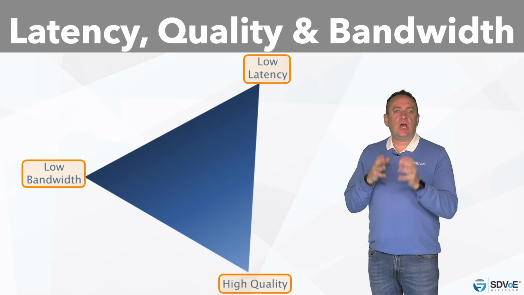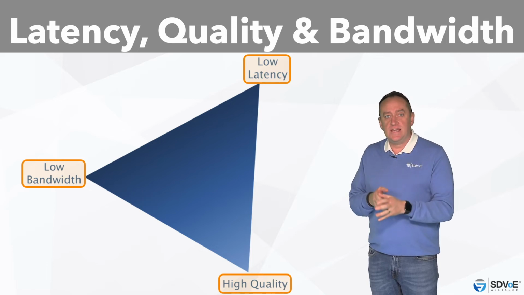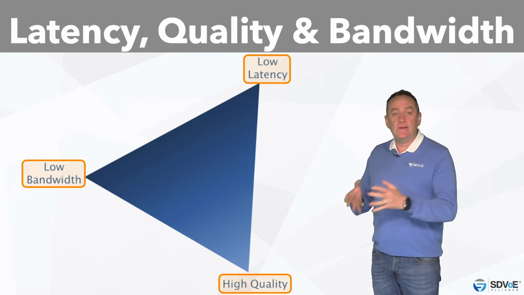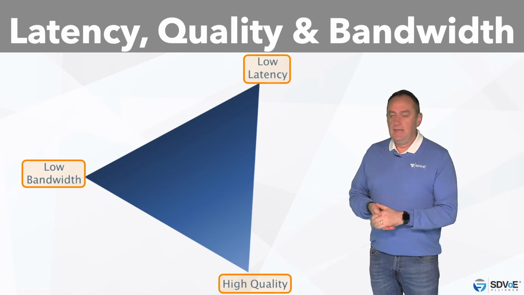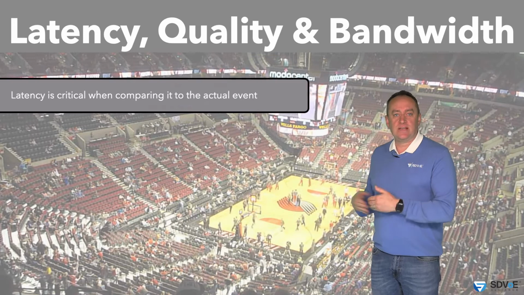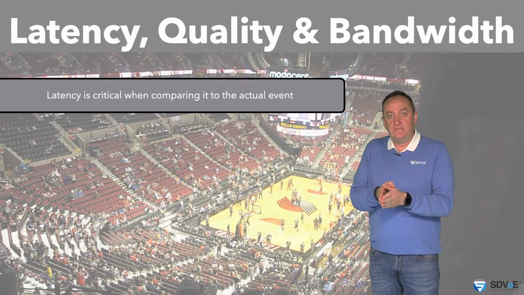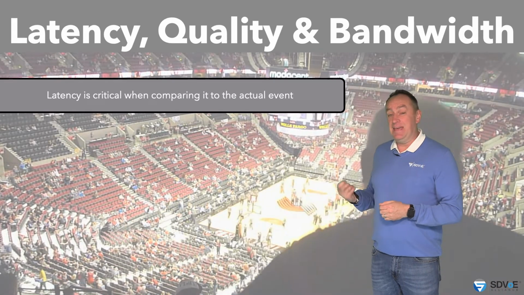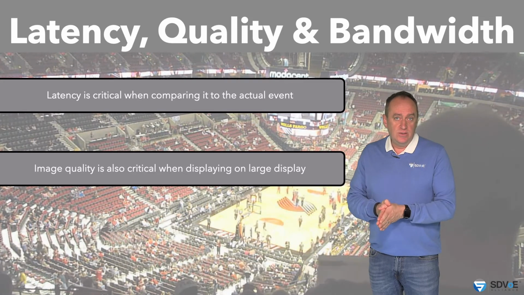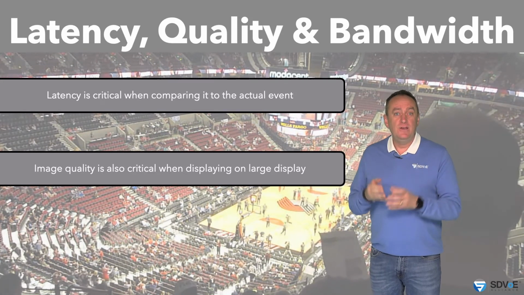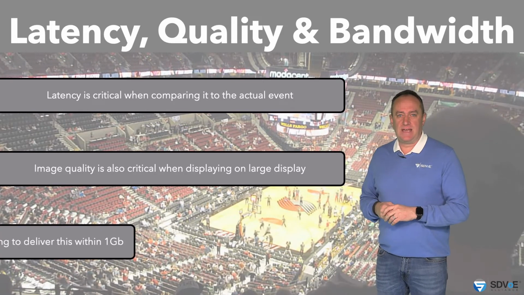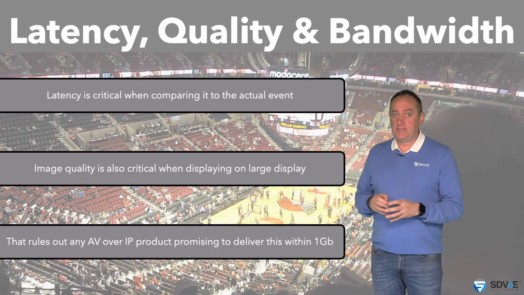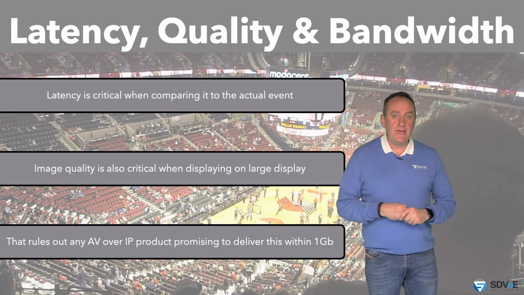Adding complex codecs to try and squeeze content into less bandwidth is going to directly affect the latency and the quality. Now, latency is critical when you have the actual physical event to compare it against, and image quality is also critical when you're blasting it to a massive 40-meter wide display. So, that rules out any AV over IP product promising to do all this within 1 gig.